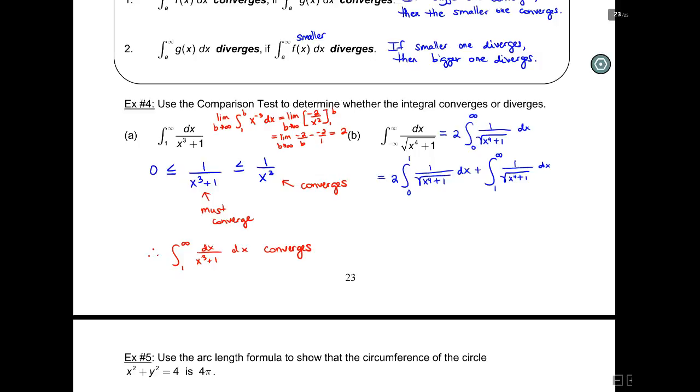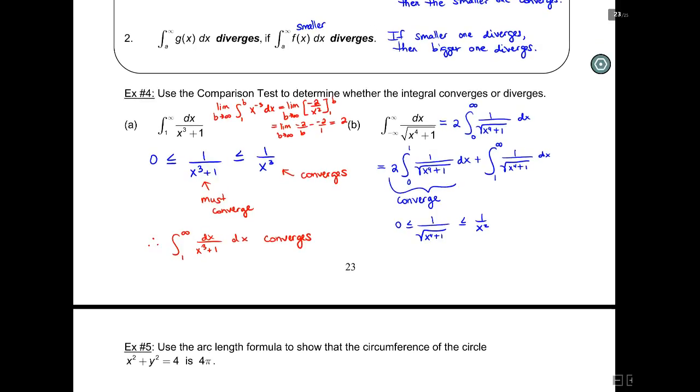Now, this is a proper integral, so this we already know is going to converge. The one in question is the integral from 1 to infinity of 1 over the square root of x to the 4th plus 1. Now what I want to do is compare 1 over the square root of x to the 4th plus 1 to 1 over x squared. I know we don't have a lot of room, but will this 1 over x squared converge?